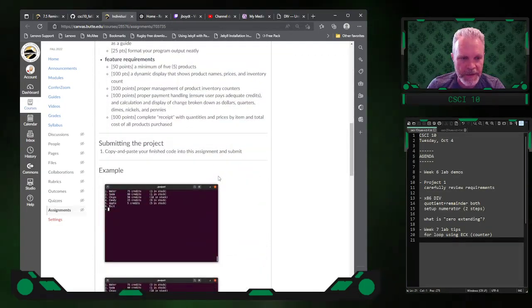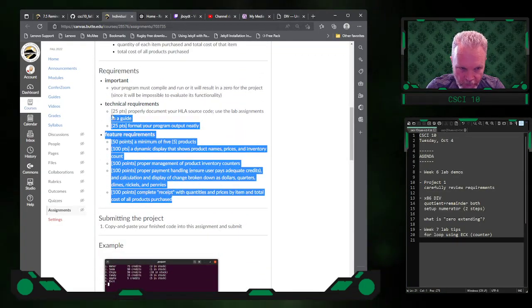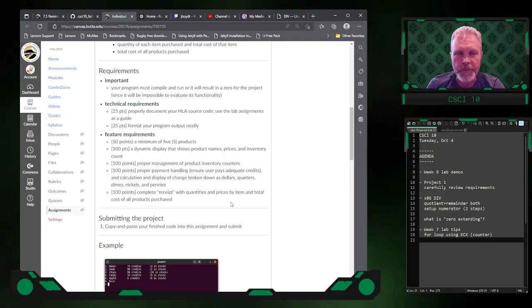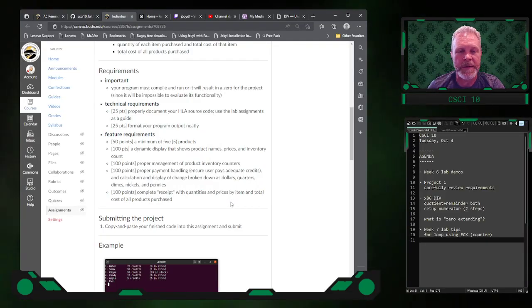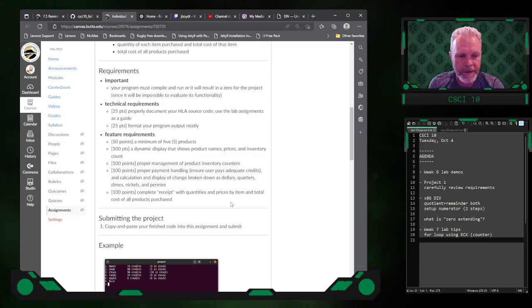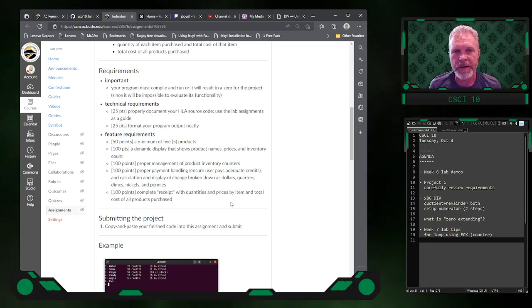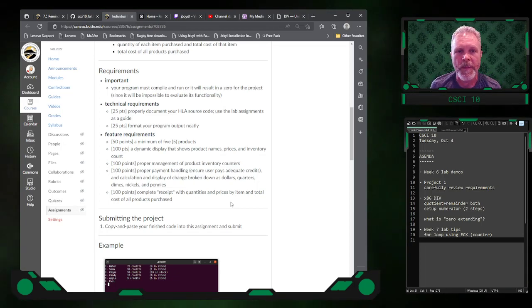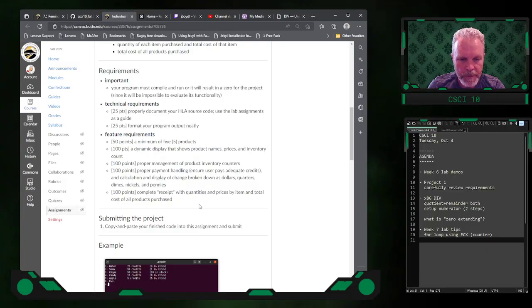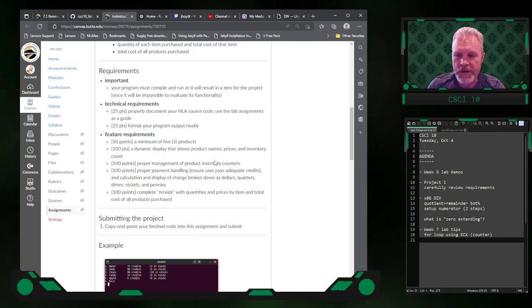Okay, so there's project 2. Please review the requirements. If you have questions or doubts about the requirements, Canvas Inbox, Piazza, office hours, and we will clear up whatever questions you have about the requirements. Okay, so that is project 2.